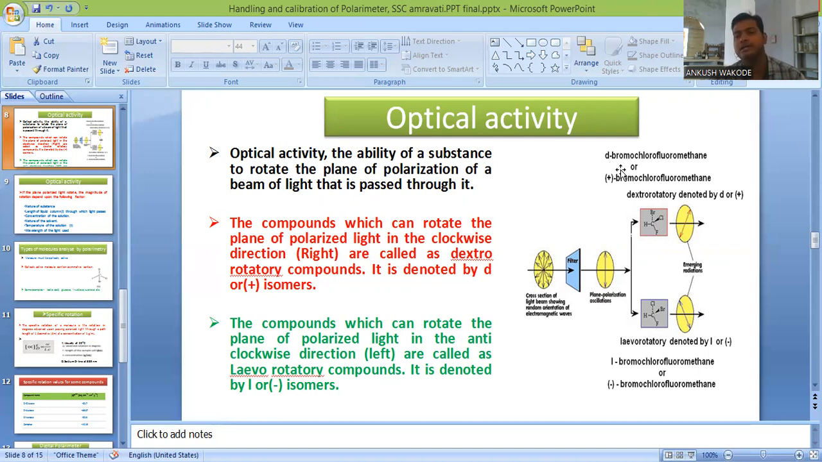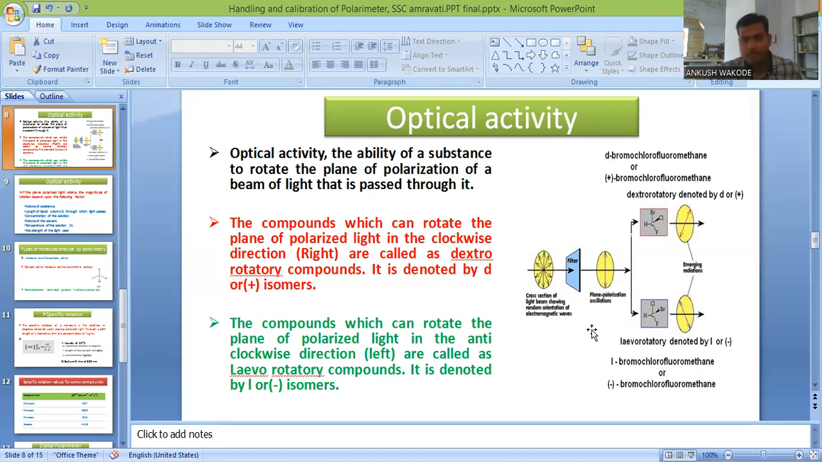And here is D-bromochlorofluoromethane, an example which rotates the PPL towards the right hand side, or clockwise direction. And here is L-bromochlorofluoromethane, which rotates the PPL towards the left hand side.